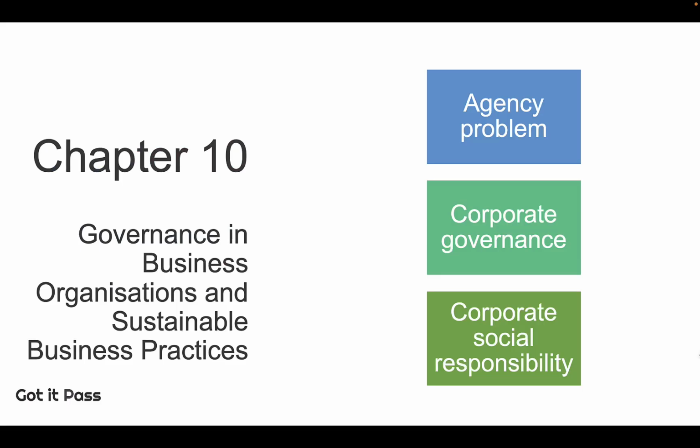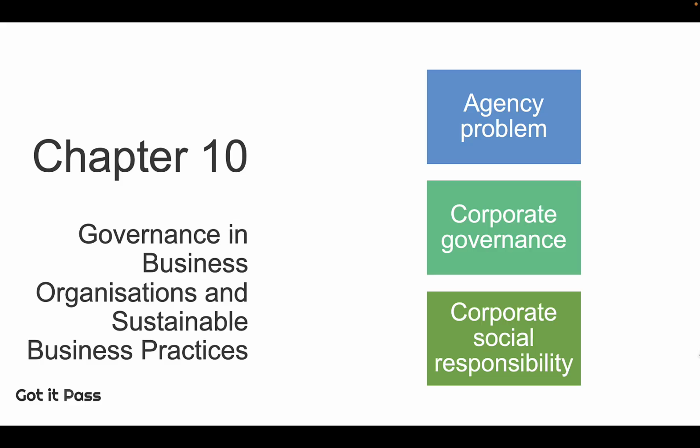Chapter 10: Governance in Business Organizations and Sustainable Business Practices. In this chapter, we will explain three key topics: agency problem, corporate governance, and corporate social responsibility.